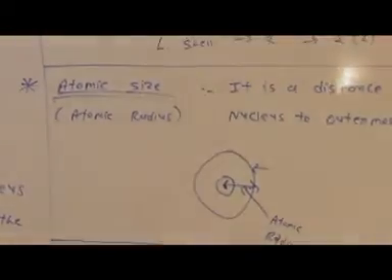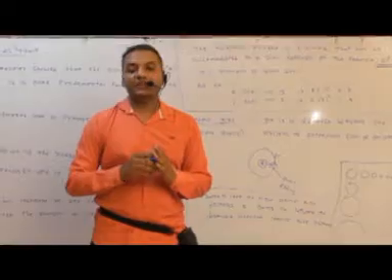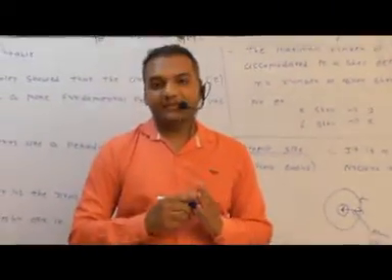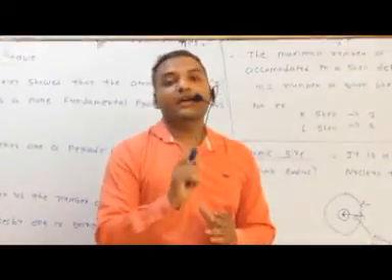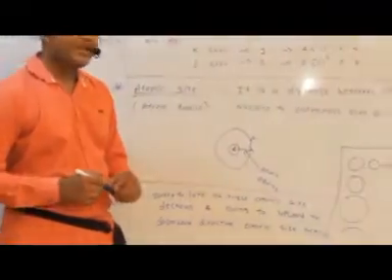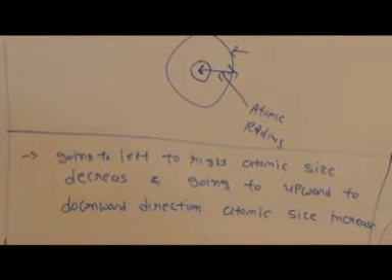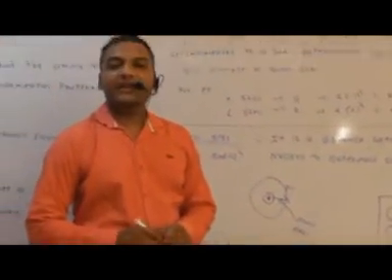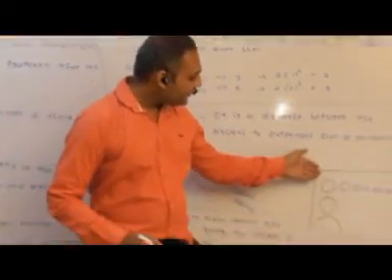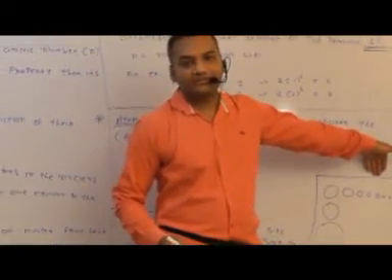Atomic size, important for 1 mark. Atomic size is the distance between the nucleus and the outermost shell. Otherwise, we call that the valence shell. The distance between the nucleus and the valence shell is called atomic size, otherwise atomic radius. Look here, nucleus and outermost shell, atomic radius. Some basic properties of atomic size: going from left to right, atomic size decreases, and going from upper to lower, atomic size increases. Look here, upper to lower, atomic size increases, and left to right, atomic size decreases.